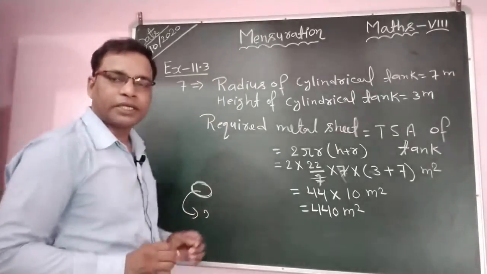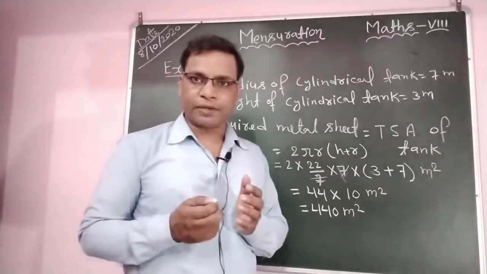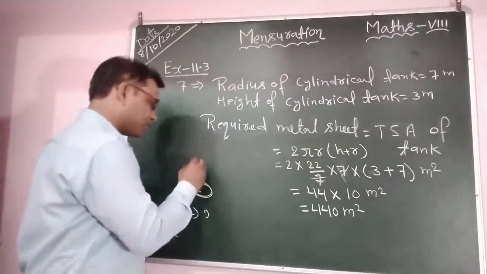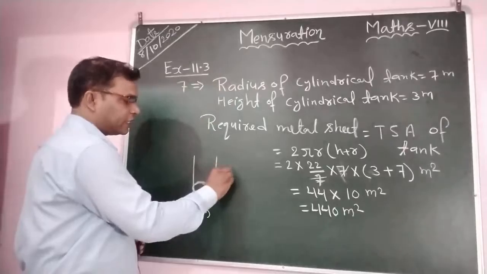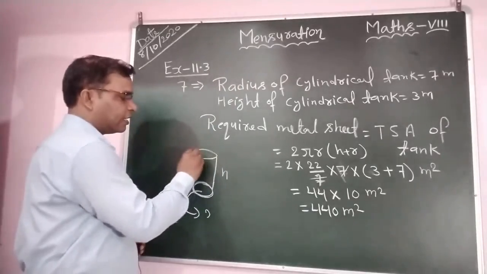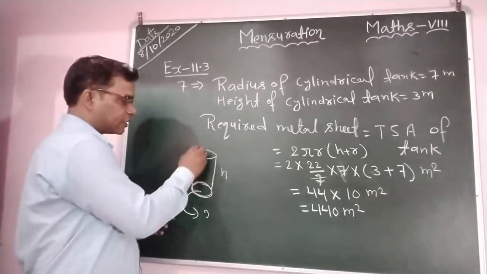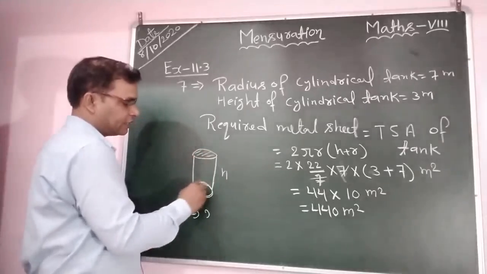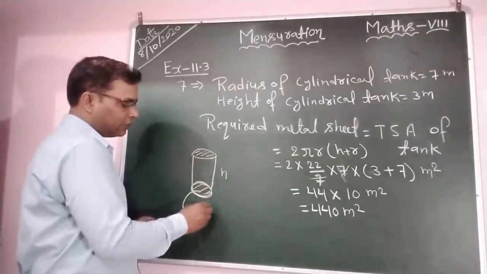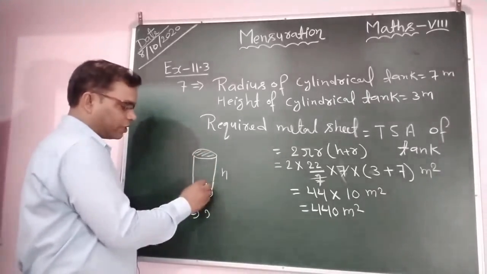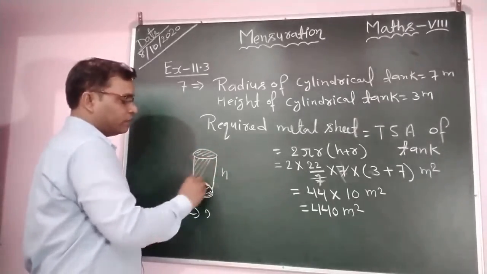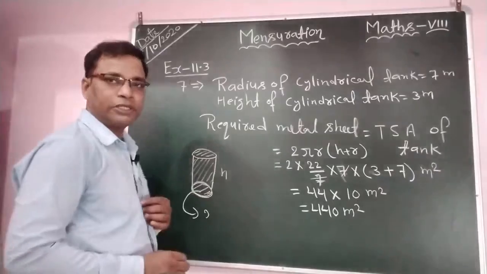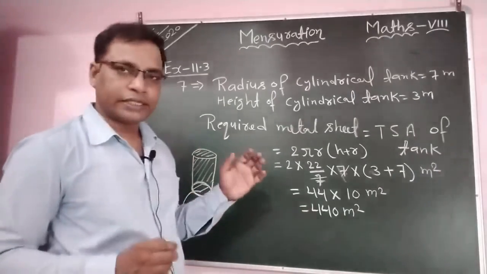What is the area of a circle? Pi r square. When you put a height above the layer of circles like this, we obtain this part, this area and this area, to make a total surface area of a cylinder.